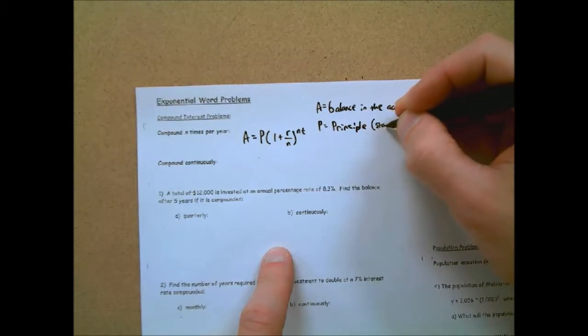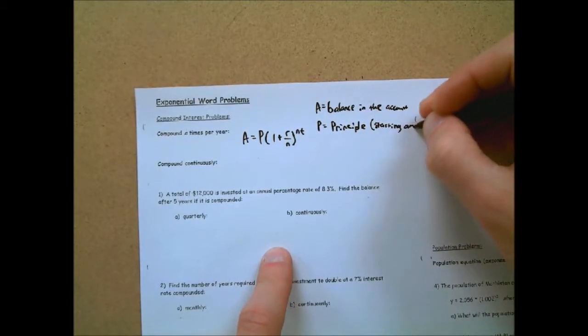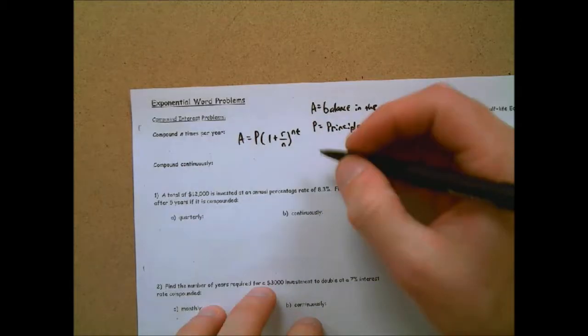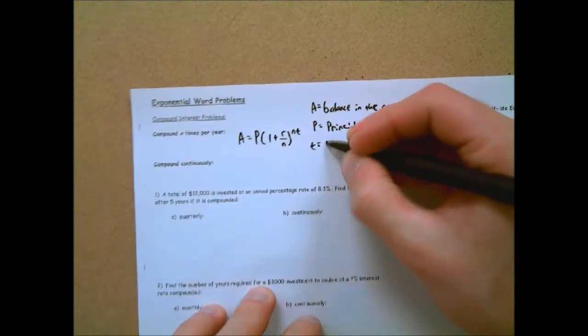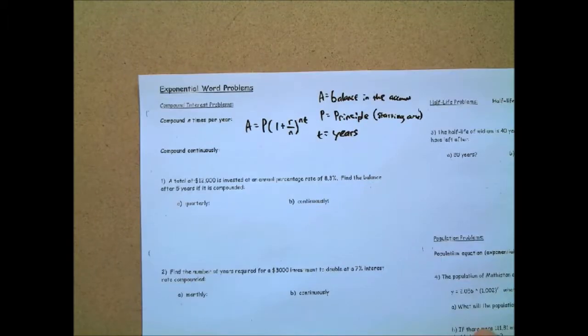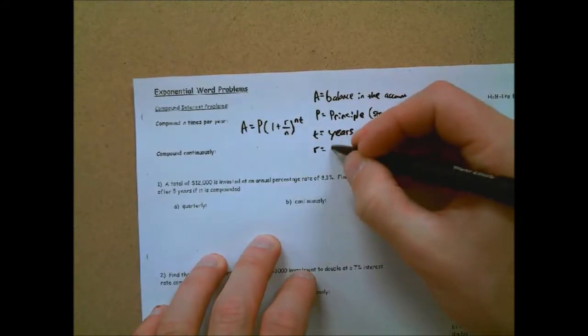Okay, so some variables here because we have quite a few. A is the current balance in the account. P is the principal, and not Miss Claybaugh the principal, but the starting amount. I think principal is P-A-L, so principal, like she's your pal. T is the time in years. R is the annual interest rate.